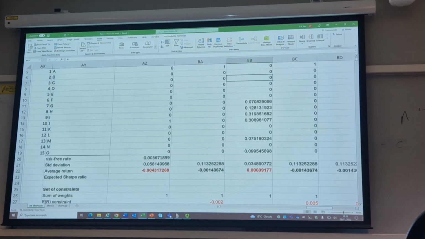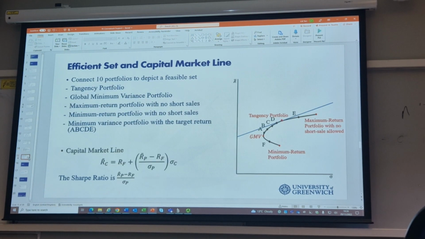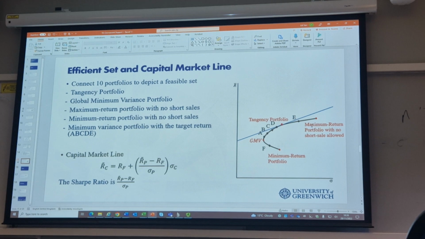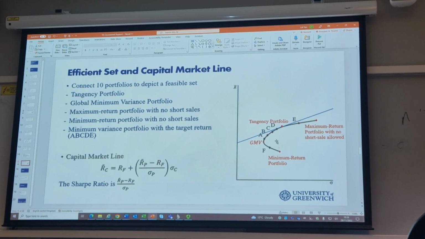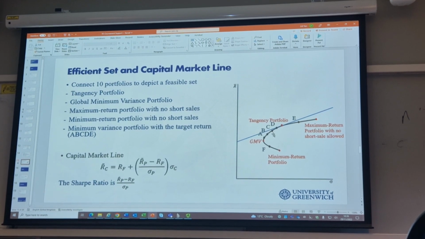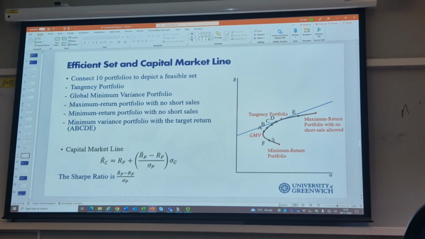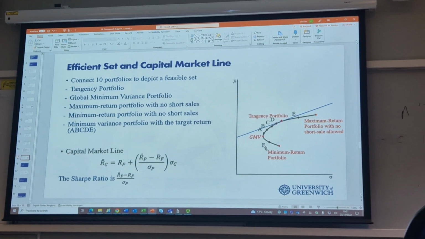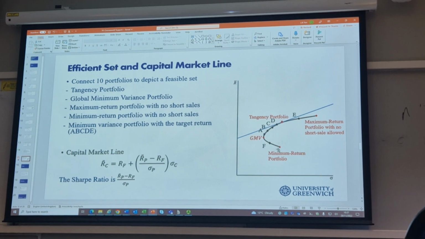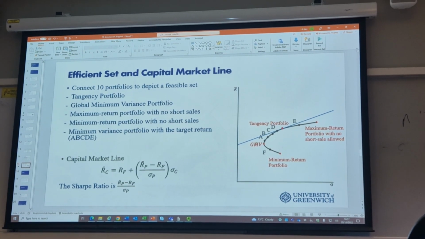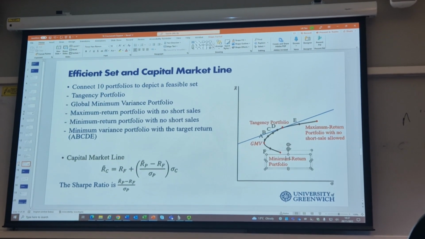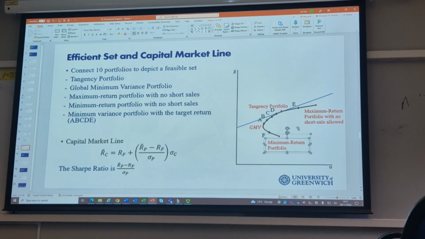Okay, so far we constructed these 4 portfolios that I highlighted in red. And for the remaining 6 portfolios, we need to set another constraint, which is the target return. So for example, for portfolio F, we need to set the target return, which is in between the return of the global minimum variance portfolio and the minimum return portfolio.